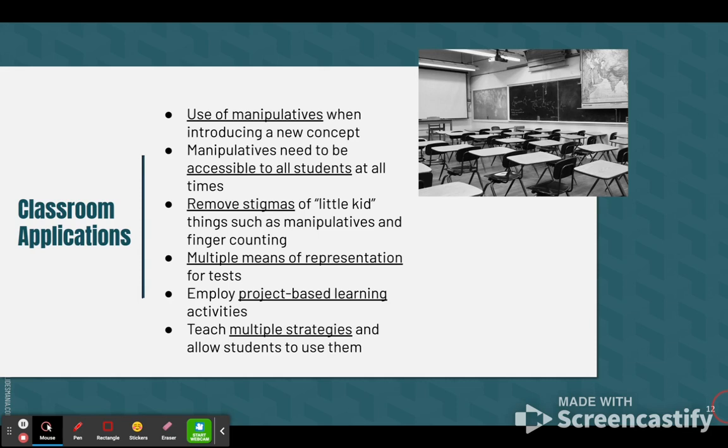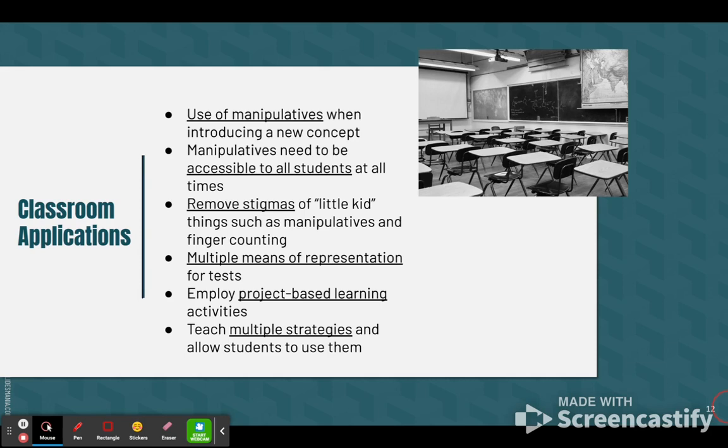The second thing is manipulatives need to be accessible to students at all times. I have gone into too many classrooms and seen that all of their manipulatives are hidden away out of sight, and students can't access them. They really should be able to access them at all times, knowing that they are able to use them whenever they need to.